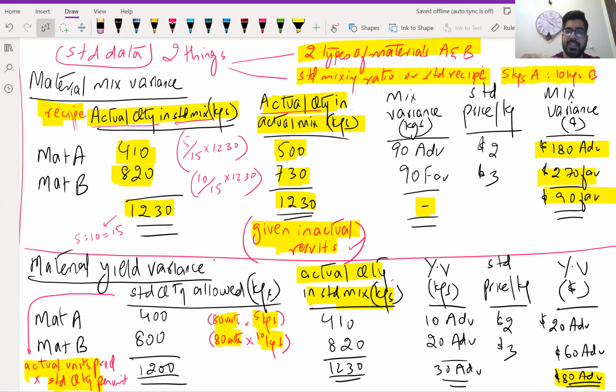For the mixed variance format, the second column is given in the actual results, how much input, copy the same, and the standard mix, 5:10. Okay, you get the mixed variance. And for the yield, second column, you can copy the standard quantity, allowed the actual units into standard quantity. So I want to just copy the solution, and before moving towards question number 2, I will write one statement regarding this.